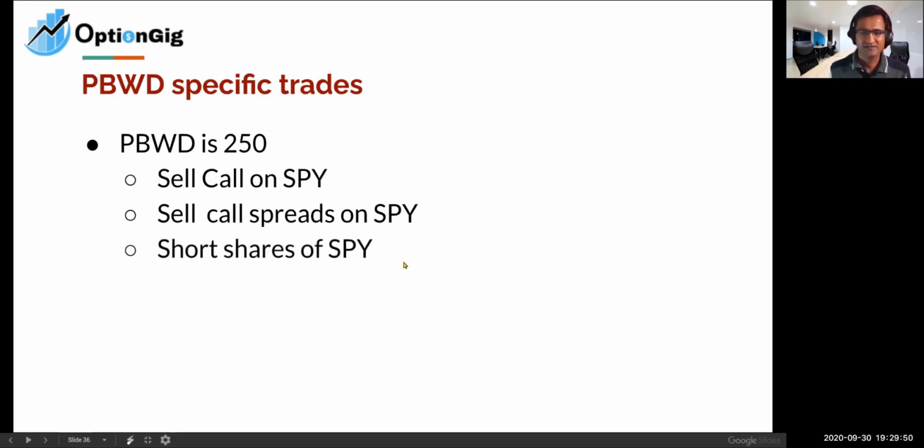Or I could short shares of SPY. This is something I was mentioning earlier. I had done it. I wanted to reduce 100 delta. I just sold 100 shares of SPY at a time when SPY was at 320, and it went all the way up to 340 or something. And I held through it because the rest of my portfolio was already bullish. I'm losing money on SPY, but it's okay. Overall portfolio, I'm still gaining.